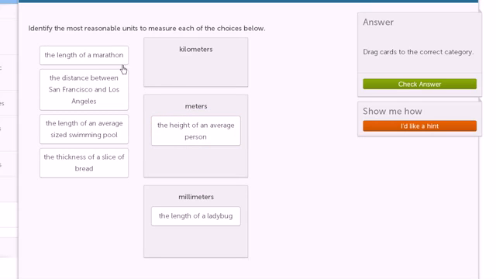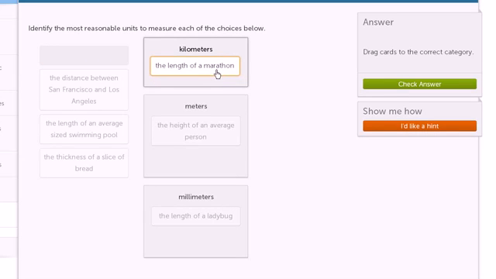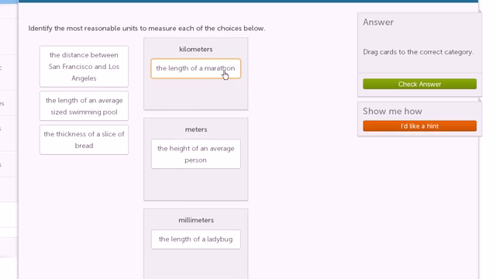The length of a marathon. So this is a long distance race we're talking about here. If you're used to thinking in U.S. customary units, a marathon is 26 miles. A kilometer isn't quite equal to a mile. It's around 1.6 kilometers is equal to a mile. But it also makes sense to measure this in kilometers. You would measure the length of a marathon in miles or kilometers.